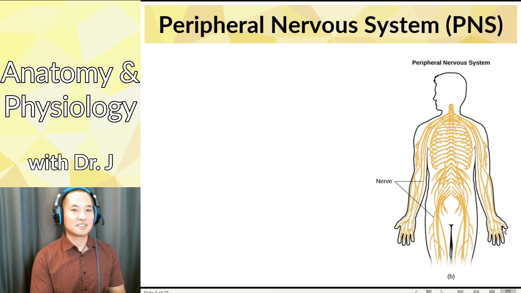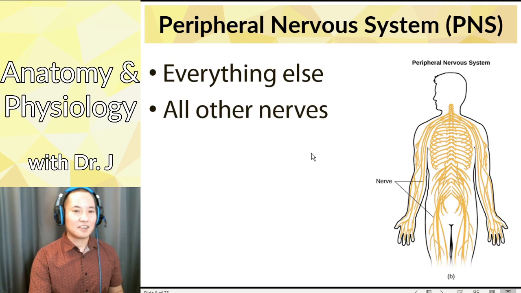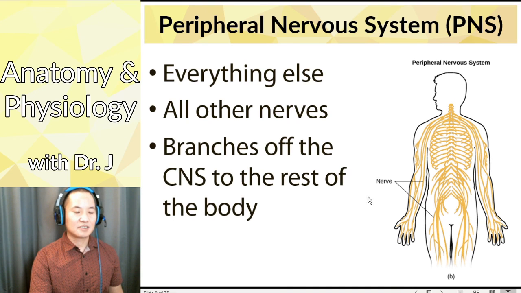Now, the peripheral nervous system contains all those sensory neurons and all those motor neurons. So the ones that detect the outside and inside environment, but also the ones that carry out effects and responses, such as muscle contractions or sometimes organ and glandular functions. So pretty much everything else but the brain and spinal cord. That's what the peripheral nervous system is. All other nerves, everything that's not part of the brain and spinal cord. These are branches off from the central nervous system to the rest of the body. They carry signals to the central nervous system, but also carry signals away from it. So it is still very important.